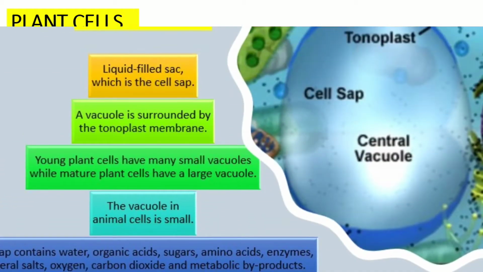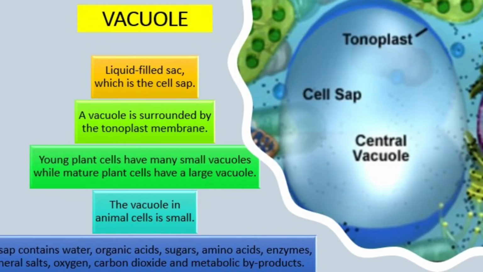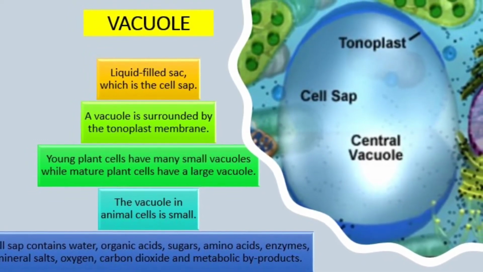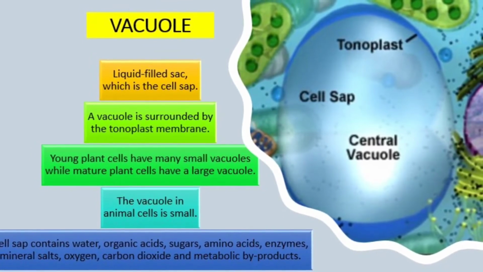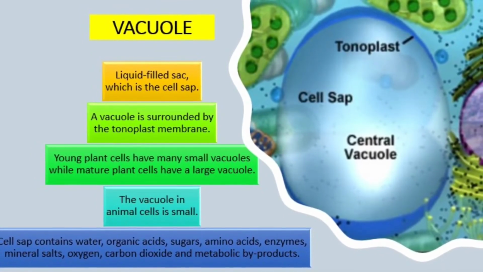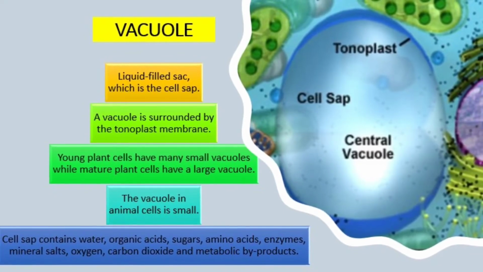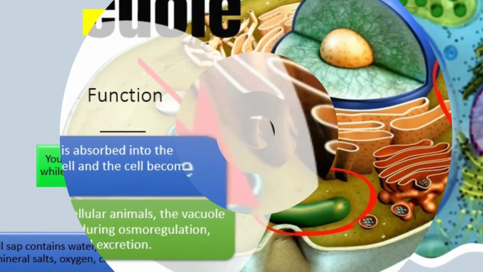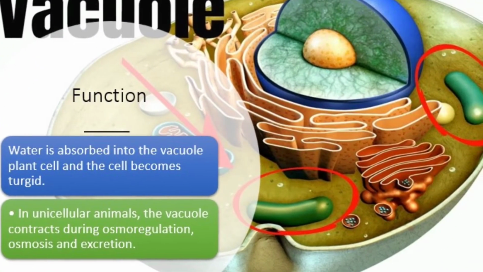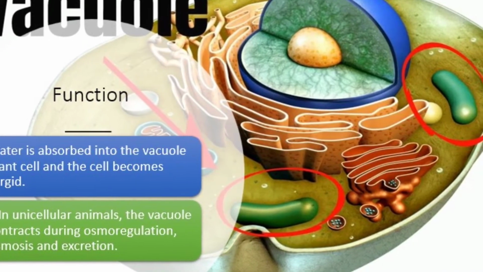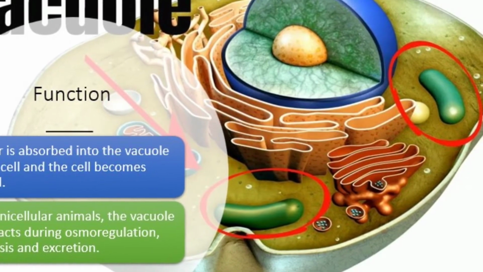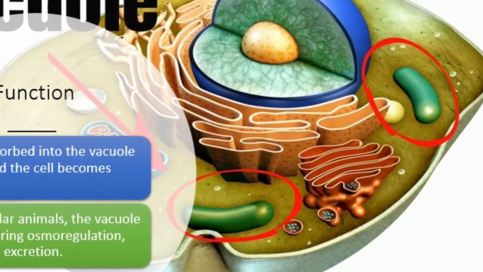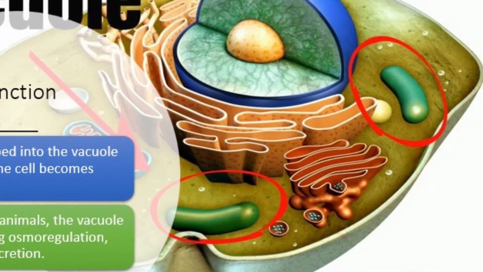The cell sap of the vacuole consists of liquid which contains water, organic acid, sugar, amino acid, enzyme, mineral salt, oxygen, carbon dioxide, and metabolic byproducts. Young plant cells have many small vacuoles, while mature plant cells have a large vacuole. The vacuole in animal cells is small. The function of the vacuole is to keep the cell firm, so water will be absorbed into the vacuole of the plant cell. For unicellular animals, the vacuole will contract during osmoregulation and excretion processes.